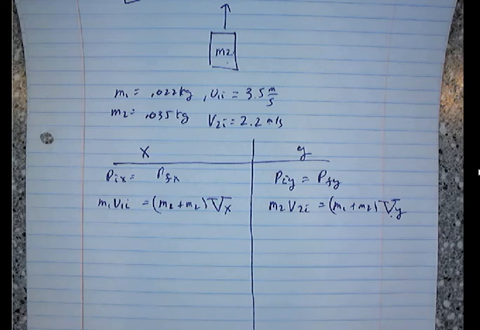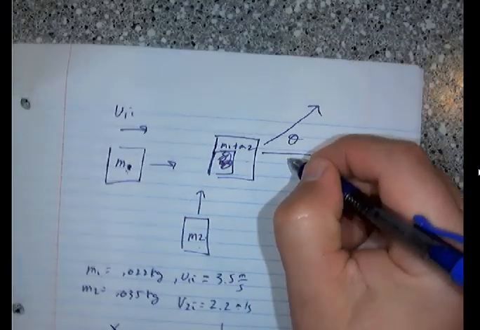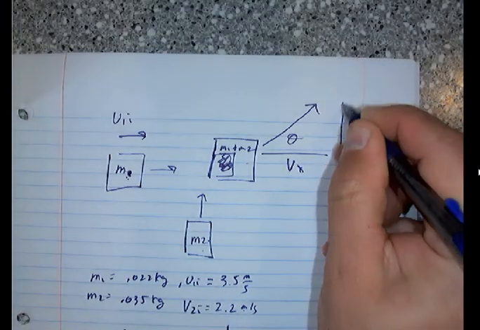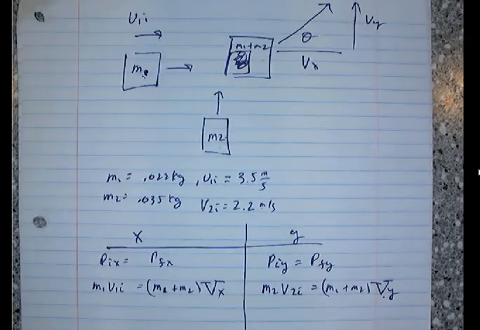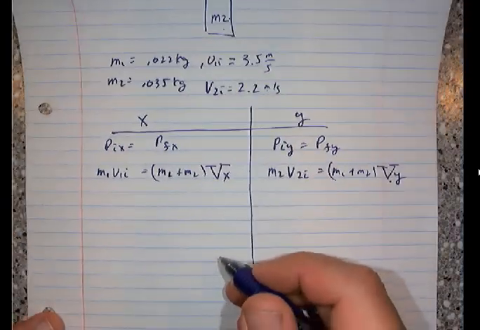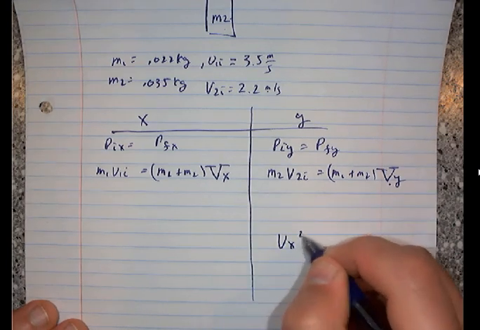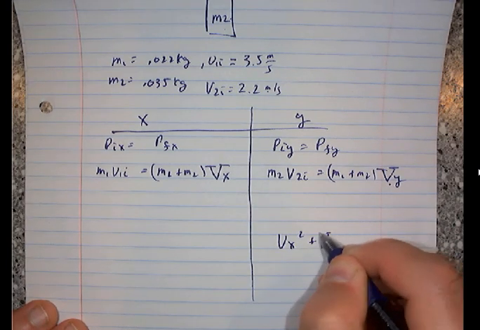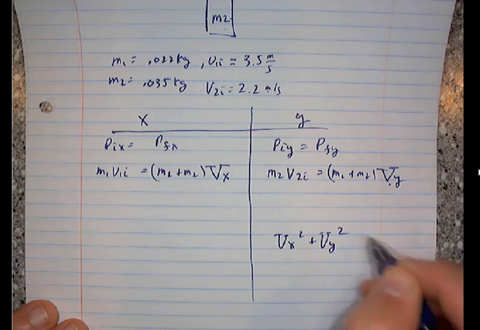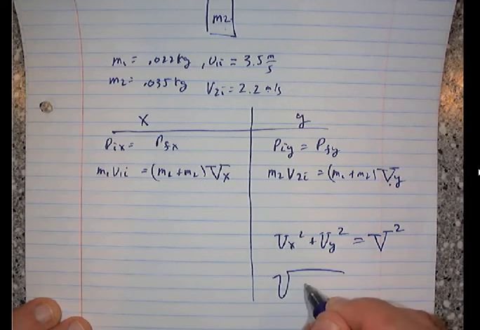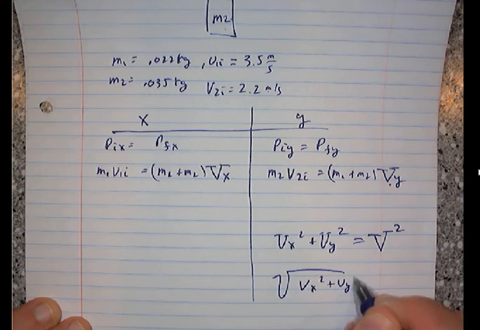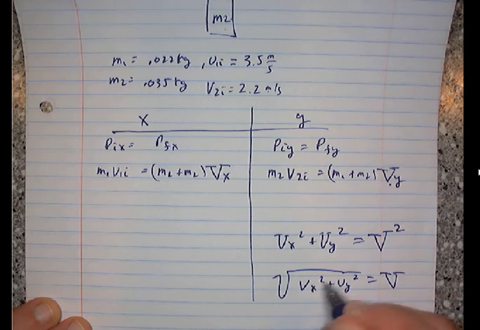So that's perfectly good, but we want the overall speed. So we know the x part of it. This would be the x part of the speed. We know the y part of the speed after we've done the work. To get the overall speed, you have to use the Pythagorean theorem. That's probably the easiest way. So velocity x squared plus velocity y squared is equal to the overall speed squared. And then take the square root of the left-hand side to get the overall speed. And that'll give you the overall speed. Okay?